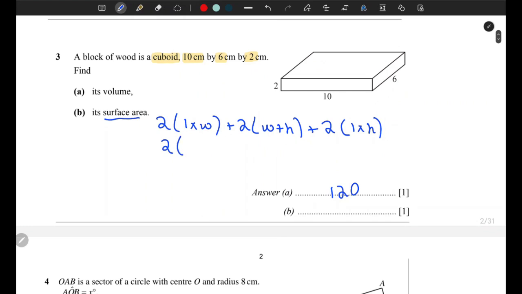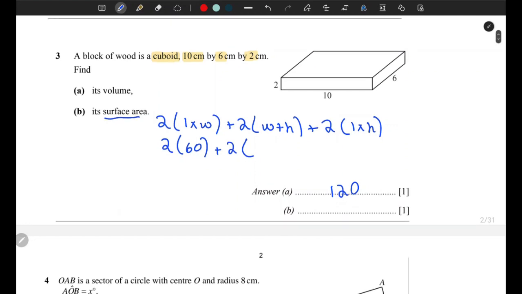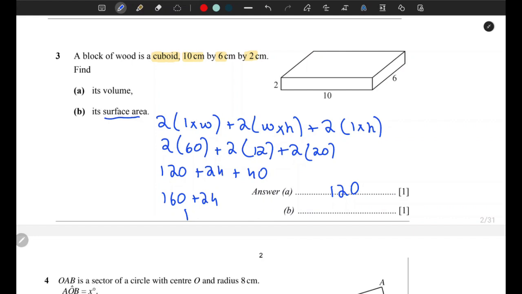So substitute everything. 2 into length is 10, 10 into the width, which is 6, is 60, plus 2 into the width, which is 6, 6 into 2 is 12, plus 2 into length, which is 10 again, 10 into 2 is 20. Multiply everything out, we get 120 plus 24 plus 40, and so we get 160 plus 24, and our answer is 184, and that is our final answer.